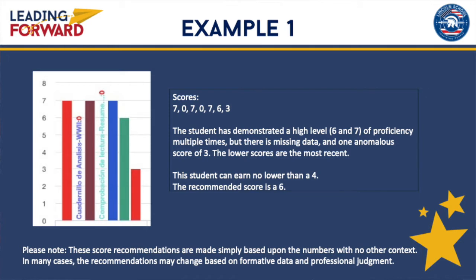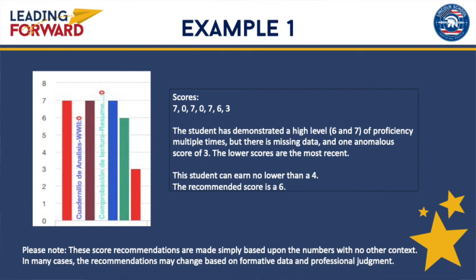This student earned a 7, 7, 0, 7, 6, 3. Now when I'm looking at these examples, I'm looking at just the numbers. As the student's teachers, you will be able to know more about the student's performance, what the summative assignments were, and how everything fits together. So, a score of 7, 7, 0, 7, 6, 3 demonstrates that the student is working at a high level of proficiency.